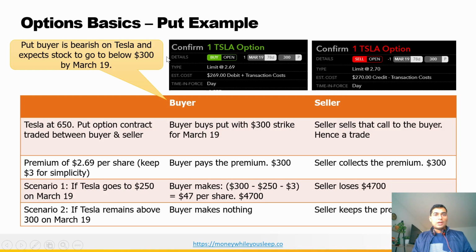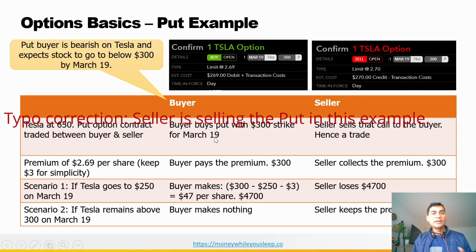All right. So in this particular case, Tesla is at $650. A put option contract has been traded between the buyer and seller. So the buyer buys a put with a $300 strike for March 19th, as we have seen in this contract, and the seller is selling that call to the buyer. I'm sorry guys, this is a put, not a call. This is a mistake over here. So this should be put over here. So I'll correct that later.